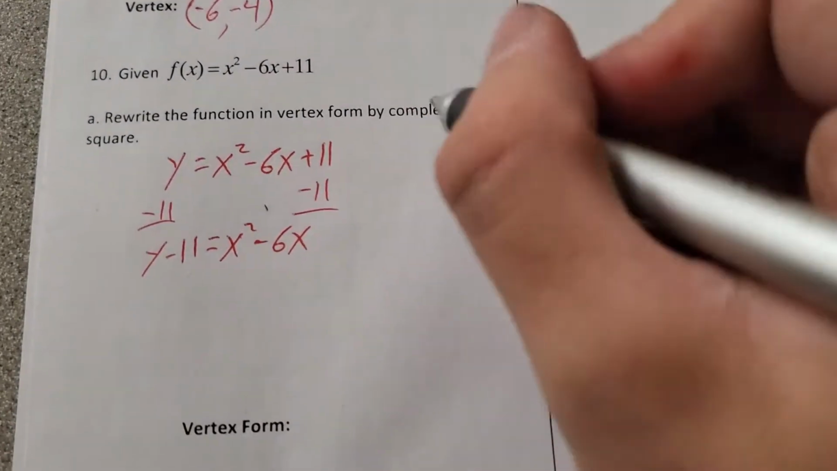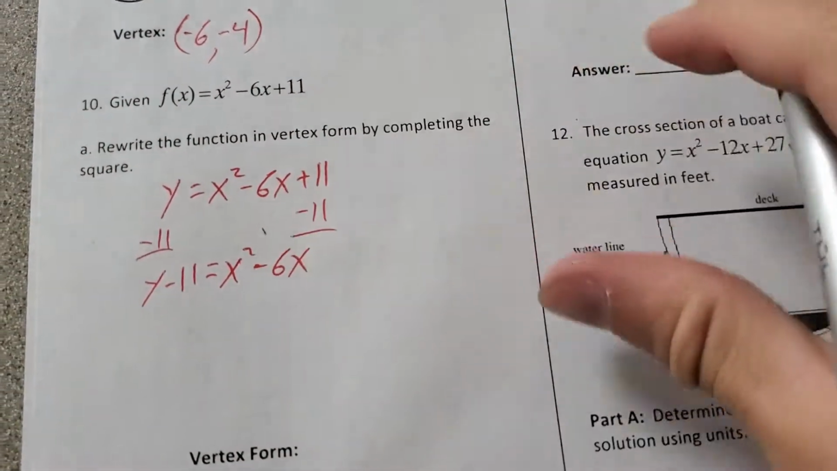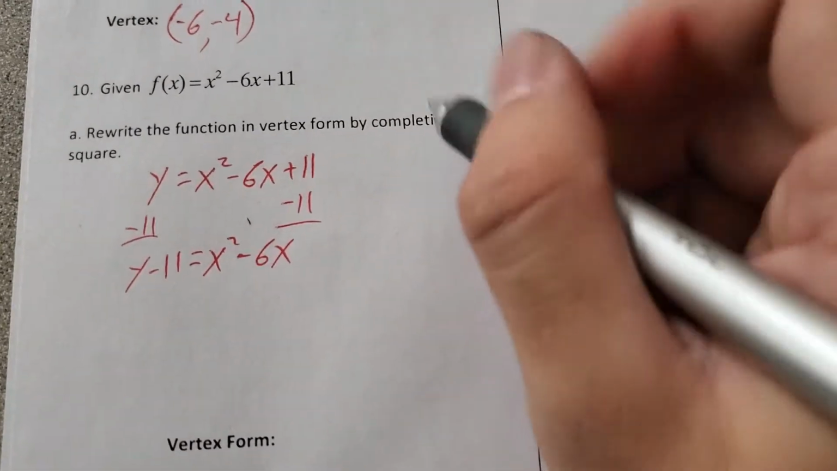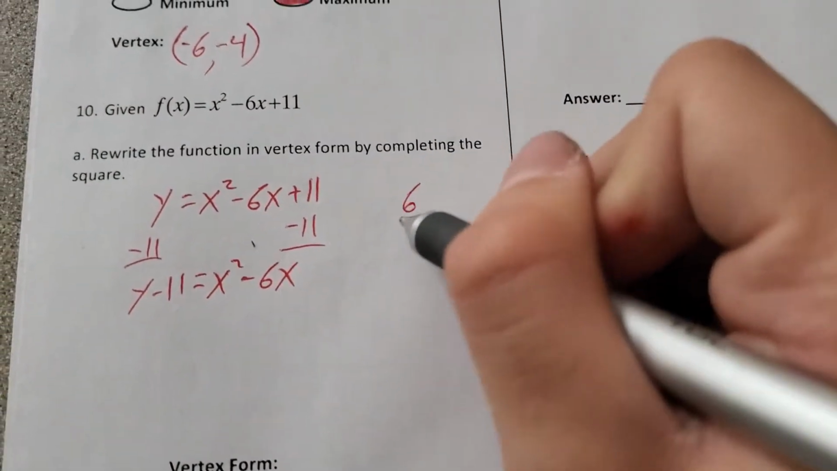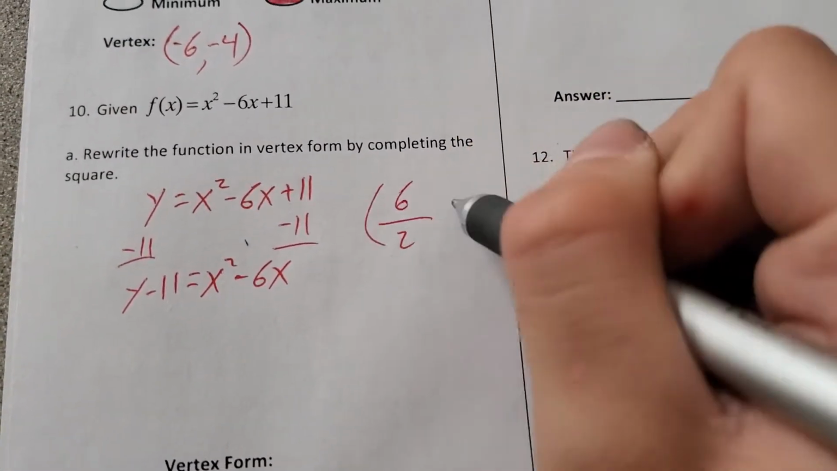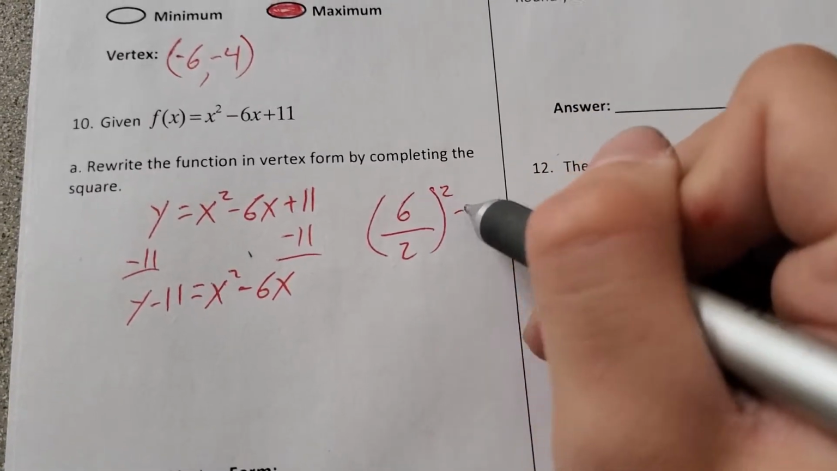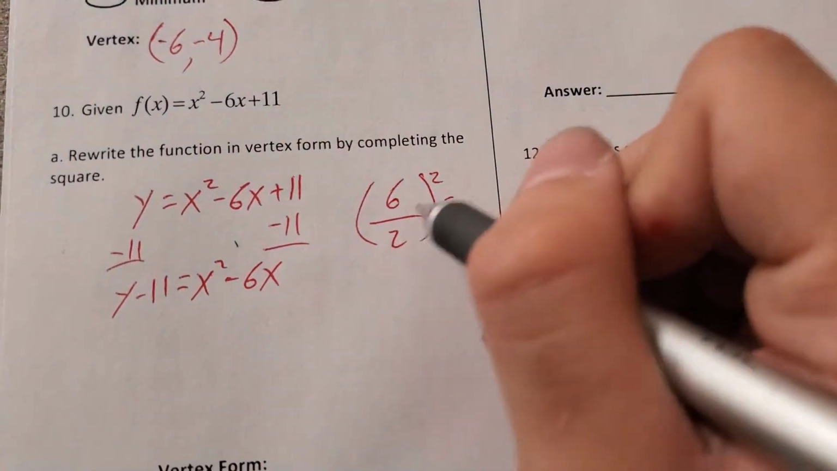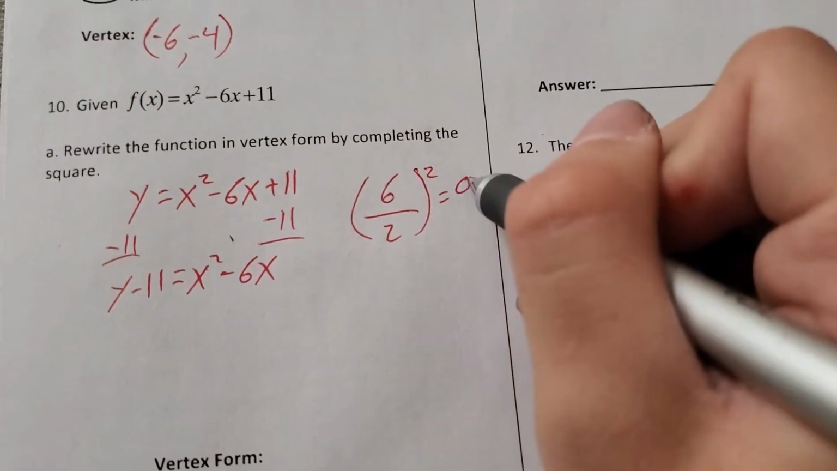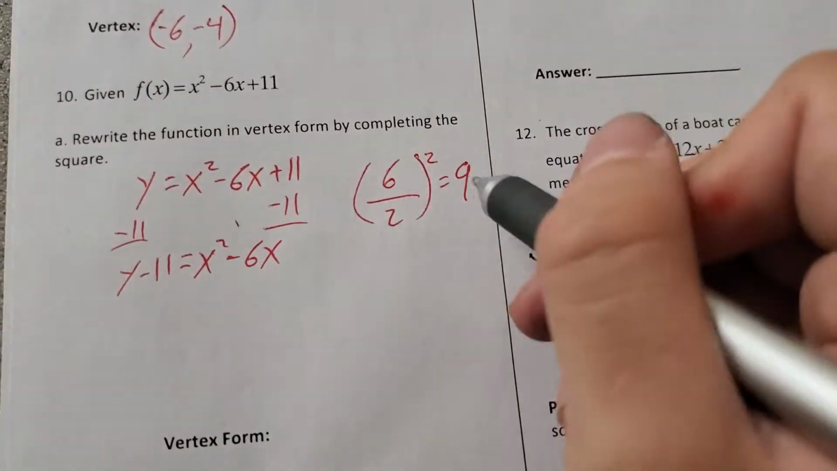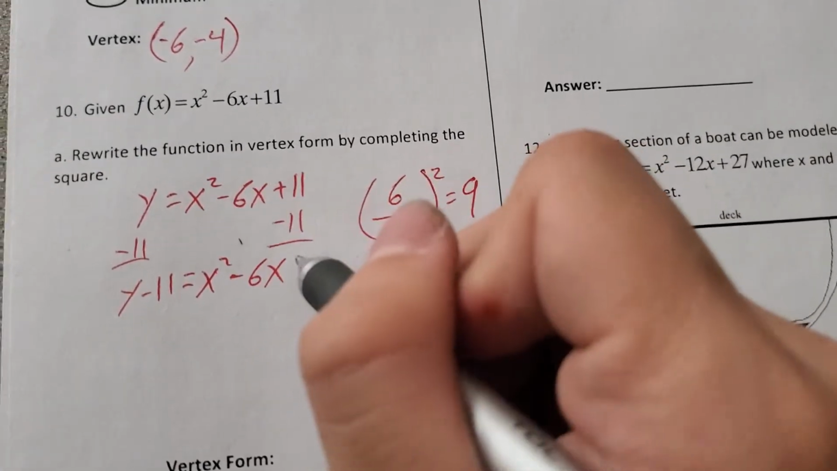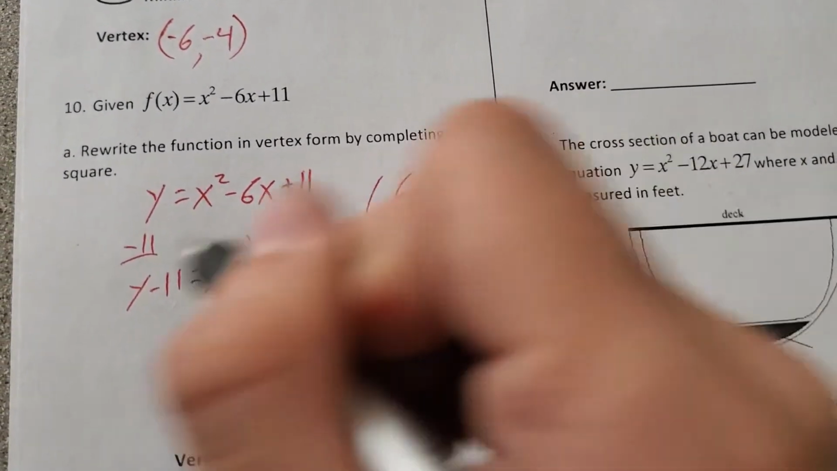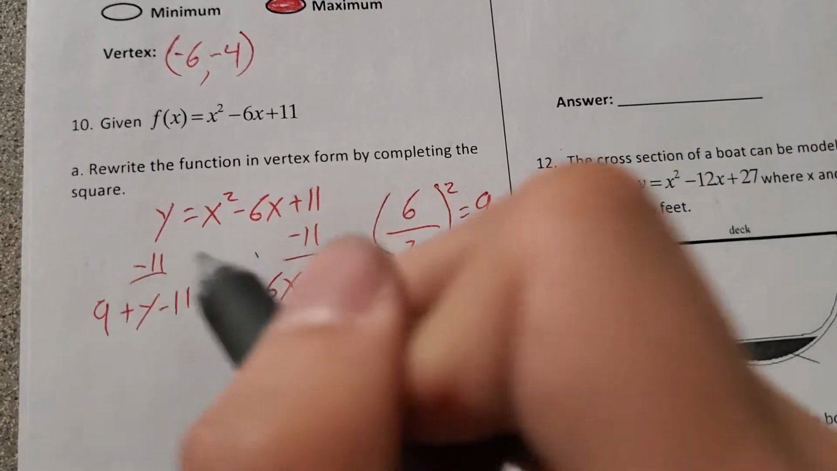The next step, take the 6. It's okay if you take the negative or the positive, it doesn't really matter. Take 6, cut it in half, and raise it to the second power. 6 divided by 2 is 3, and 3 squared is 9. So this 9, I'm going to add 9 to both sides. It's going to be plus 9 here as well.